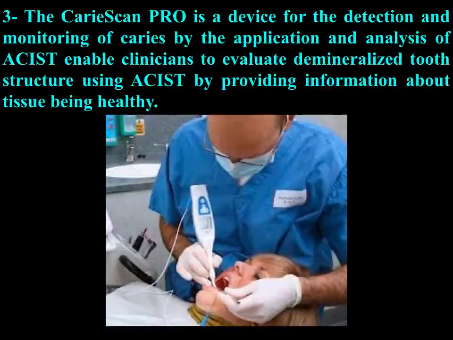Third device for detection of the caries, the CariesScan. It is a device for the detection and monitoring of caries by the application and analysis of the assist, enabling the clinician to evaluate demineralized tooth structure by providing information about the tissue being healthy. This device will identify the demineralized tooth structure. Demineralized tooth structure means the presence of the caries.